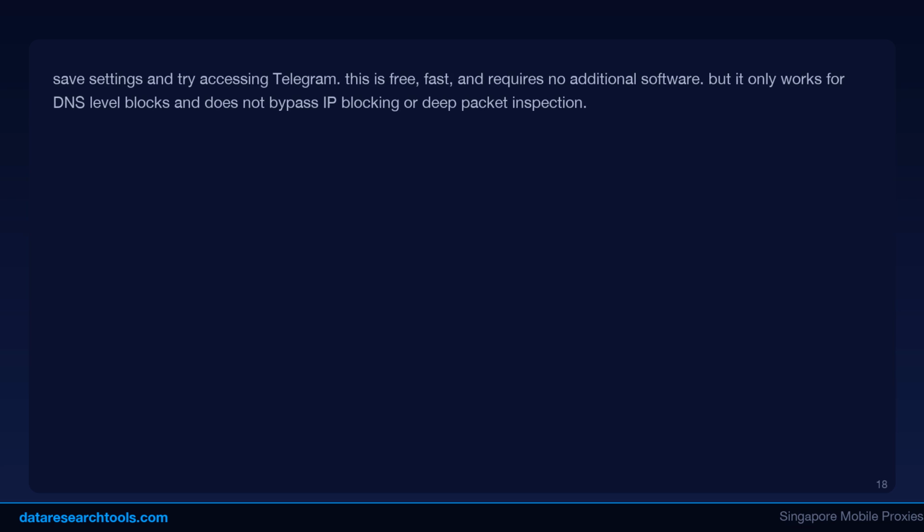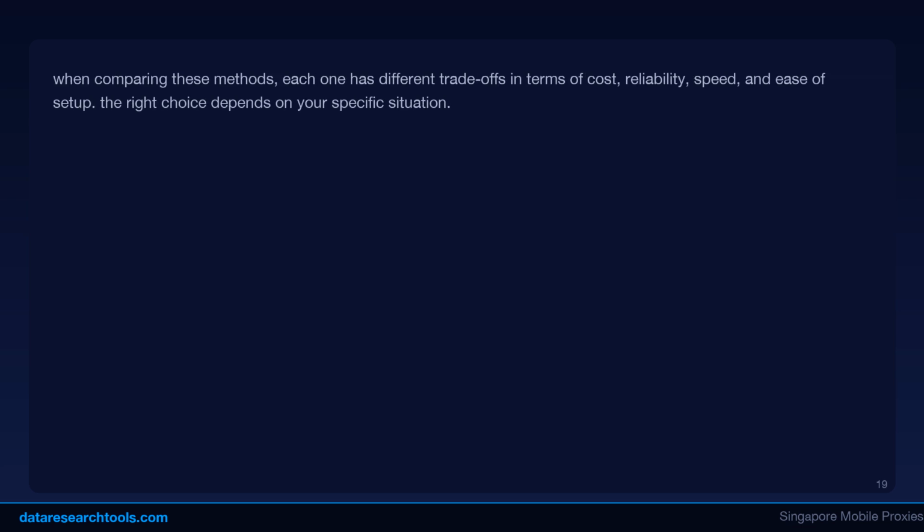Method 5 is changing your DNS settings. If Telegram is blocked via DNS filtering only, changing your DNS server can bypass the block.